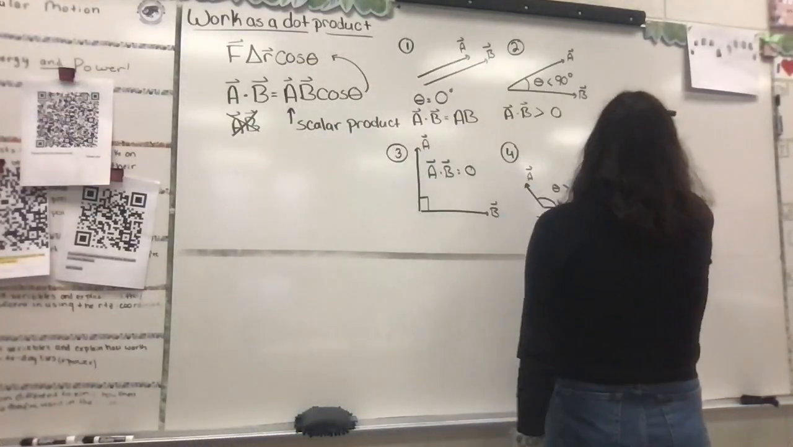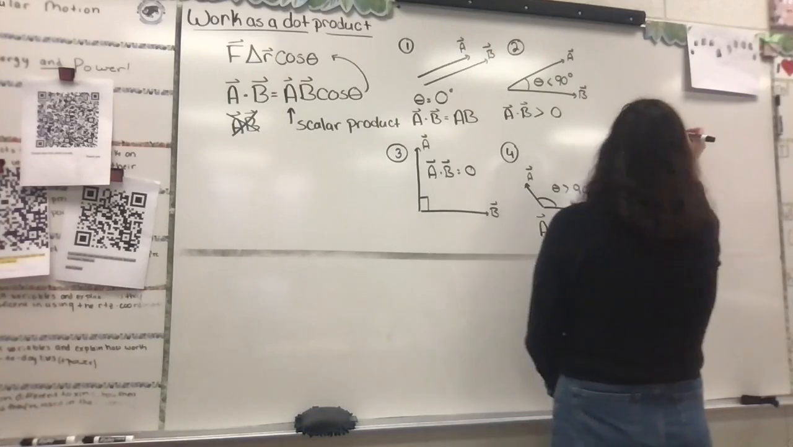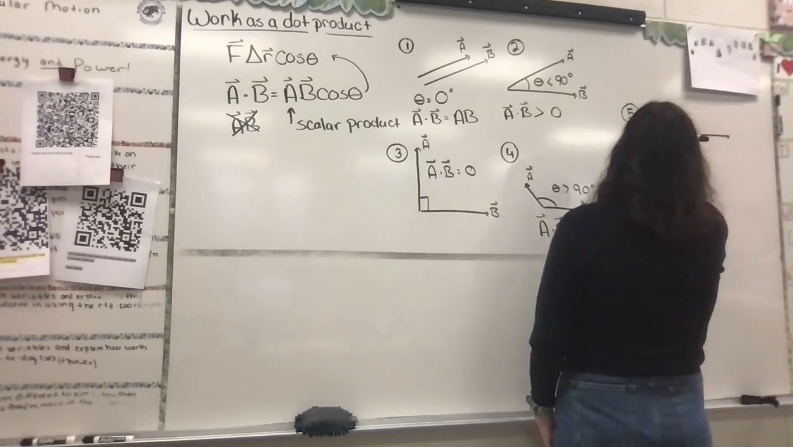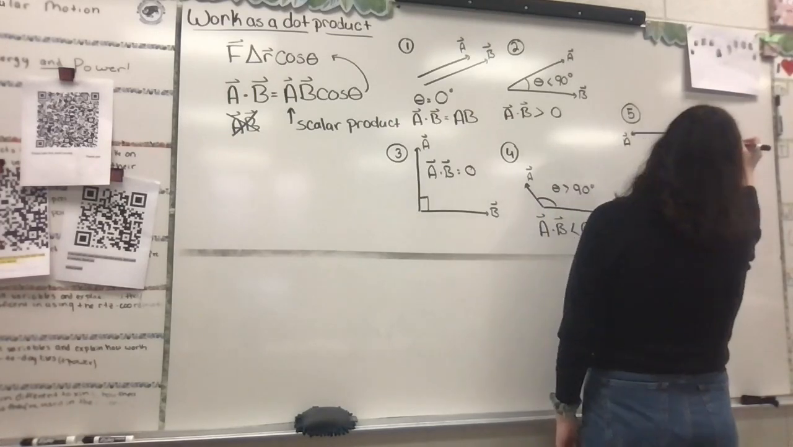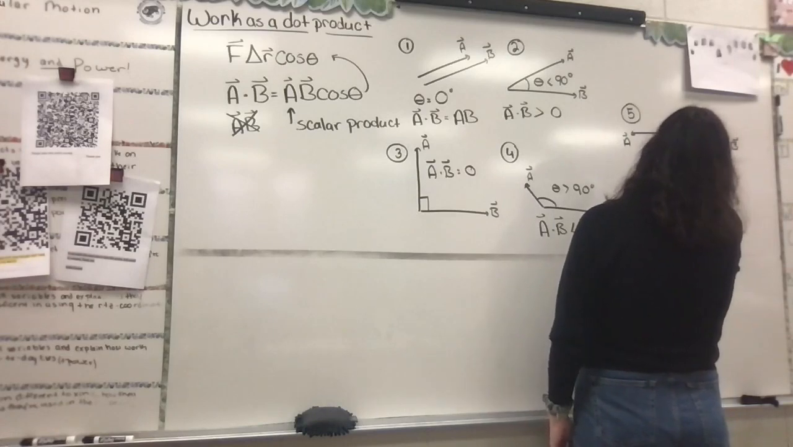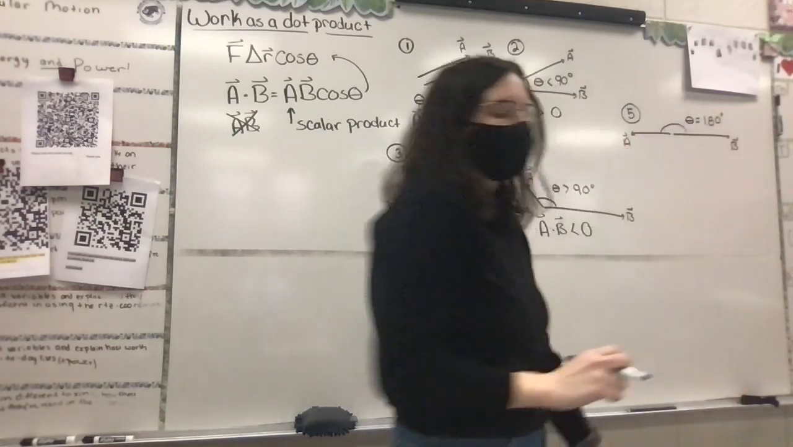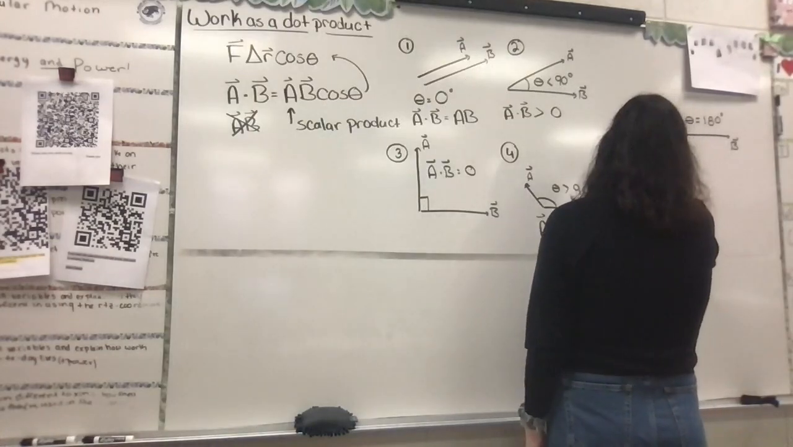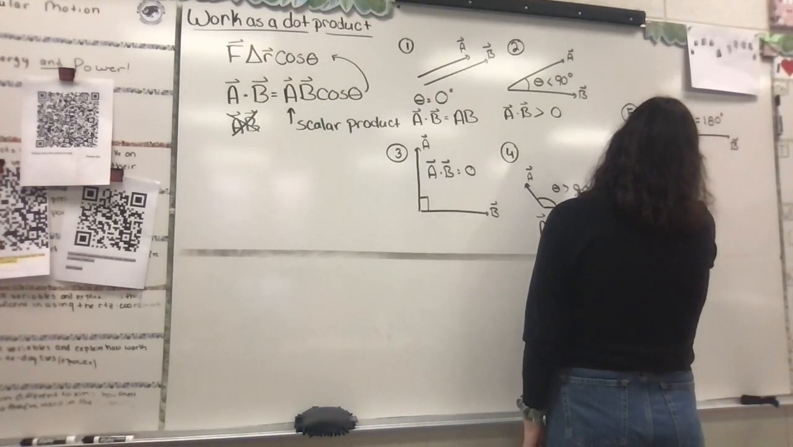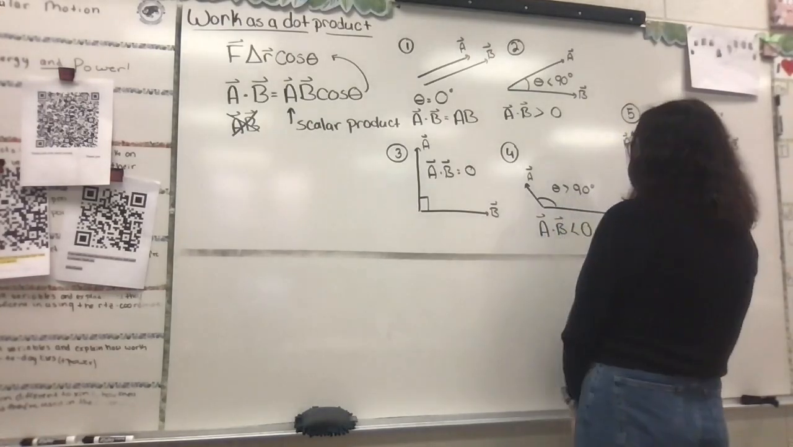What do you think our final one has an angle of? Greater than 180? No. 120? What do you think? When it's 180. So when theta is equal to 180 degrees, the dot product is negative AB.